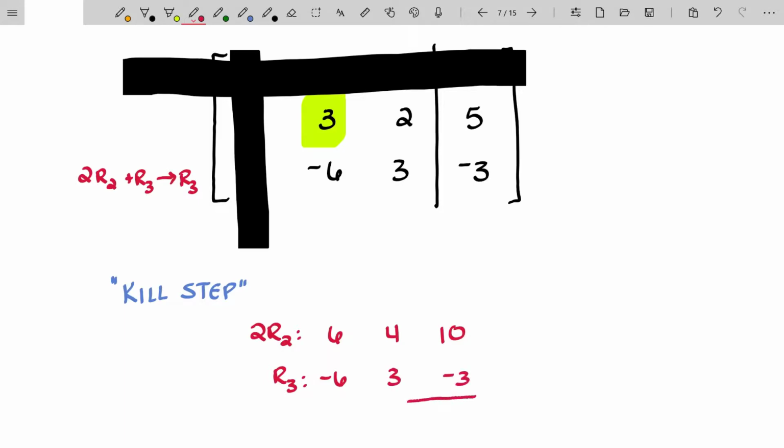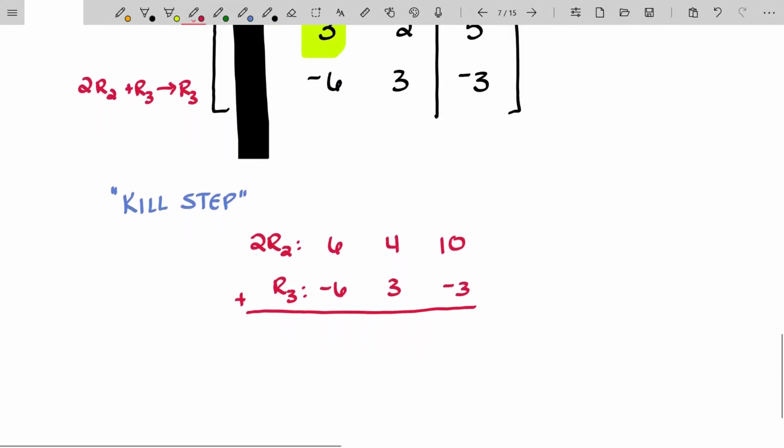You know you've done something wrong if you go to add these up and that first column does not add up to 0. So that was my issue when I started doing that. I realized when I was going to add them up, it wouldn't have become a 0. So I would have been doing something wrong. So adding these two up becomes a new row 3. My new row 3 is 0, 7, and a nice little 7.